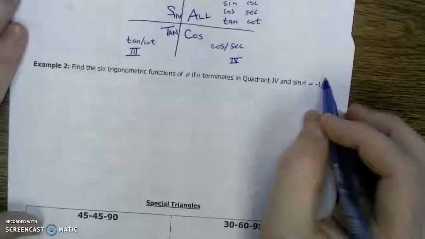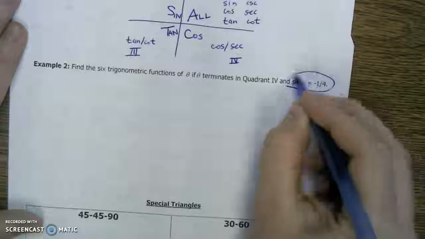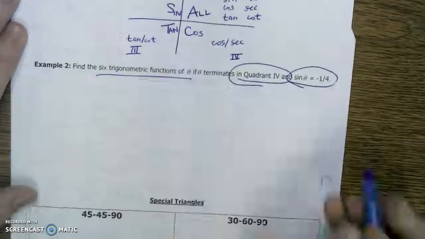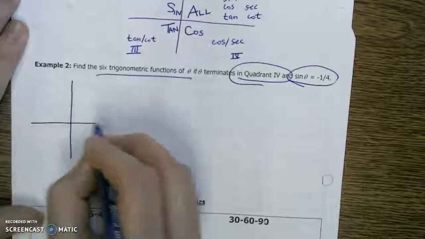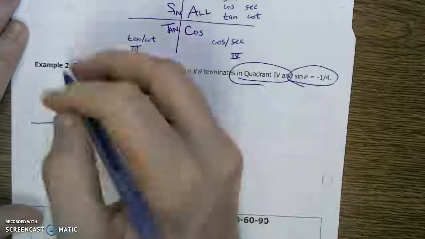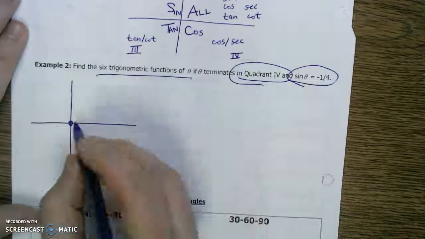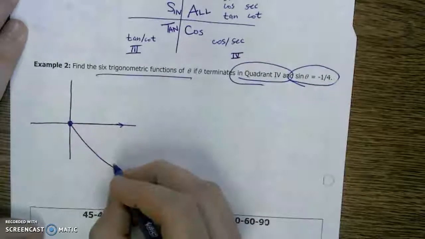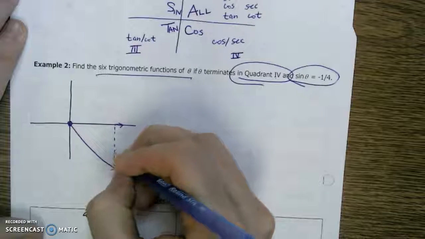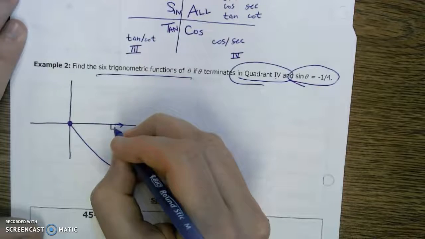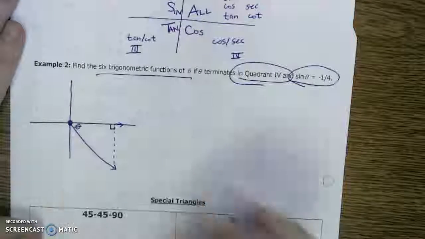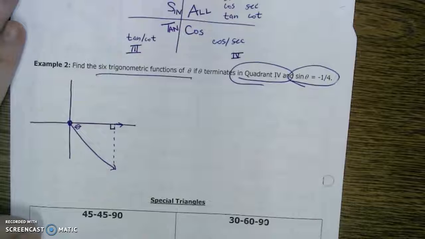Example 2, a lot like example 1. They give you one answer, they tell you what quadrant, and they want you to find the rest. So quadrant 4, now we know where to draw it. Vertex at the origin, initial side on positive x, and then we're going to terminate in quadrant 4. We're going to drop an altitude up to the x-axis, turn it into a right triangle. We place theta next to the origin inside. So that's how you start.